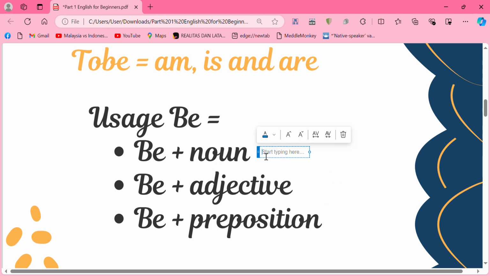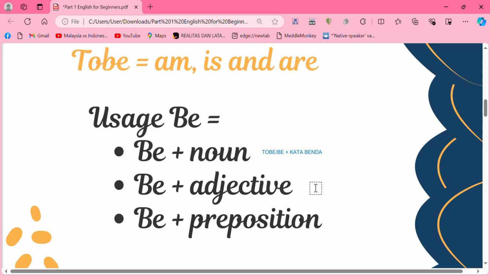Ya. Jadi verb to be ya, to be. To be atau be ya. Be ini bisa ditambah dengan noun atau kata benda. Ini kata benda ya. Kata benda.